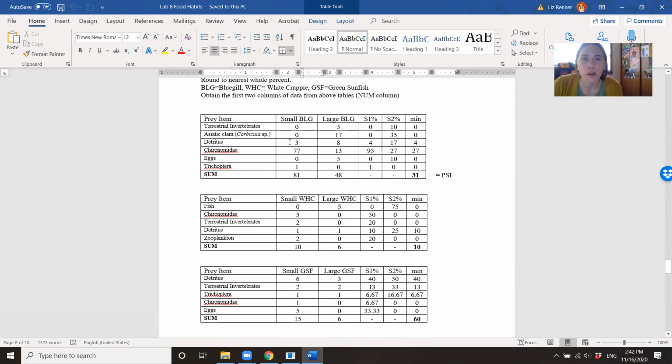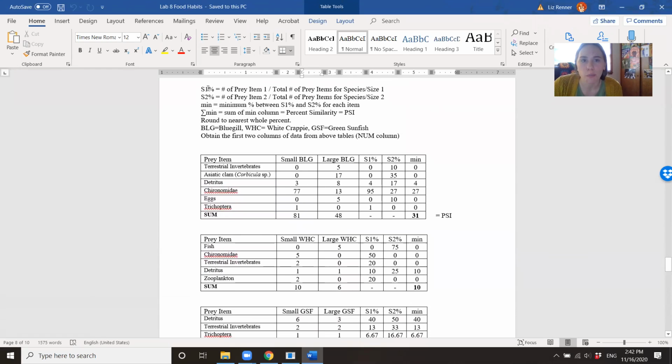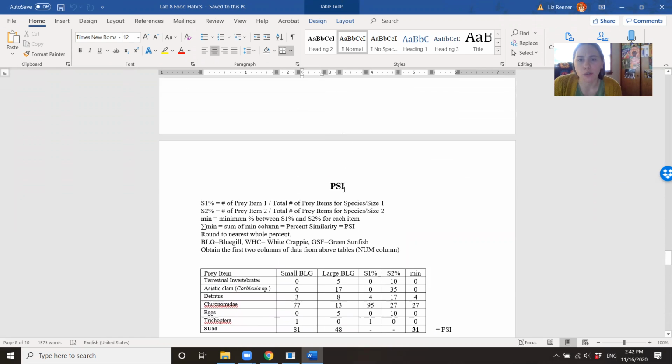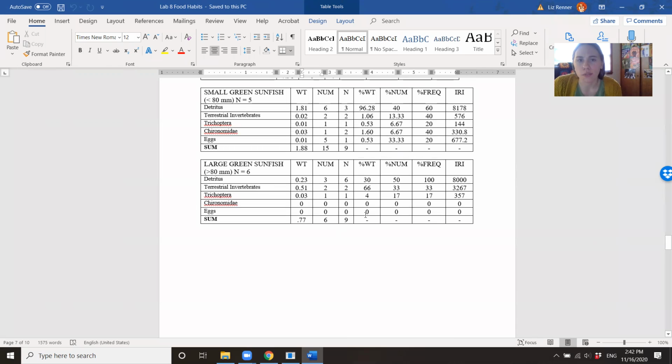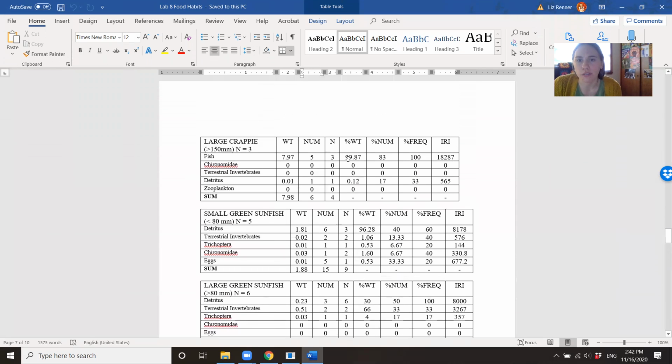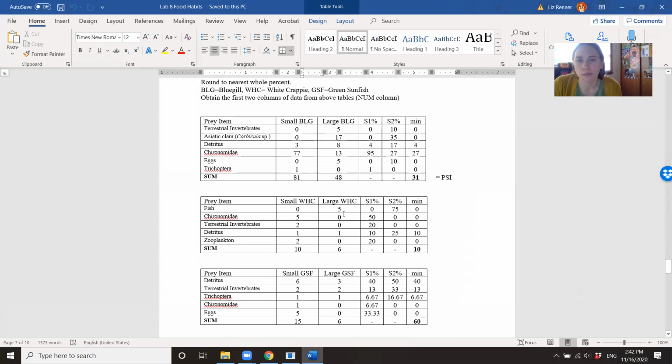Okay, so now we're going to do the proportional similarity index. So remember, S1% is the number of prey item 1 divided by the total number of prey items for that species and that size. And same thing just for S2%. And then the sum of the mean column is our PSI. And so basically, it was supposed to have you bring the num columns for each of those size classes, either in sunfish, but just for the crappie back down.